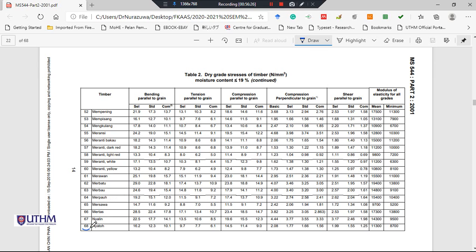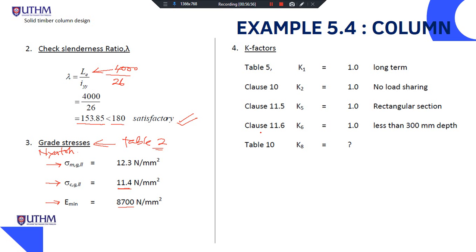Here is Nyatoh. Our bending parallel to grain for the standard grade is 12.3, and our compression parallel to grain under the standard grade is 11.4, and we select the minimum modulus of elasticity, which is 8,700.